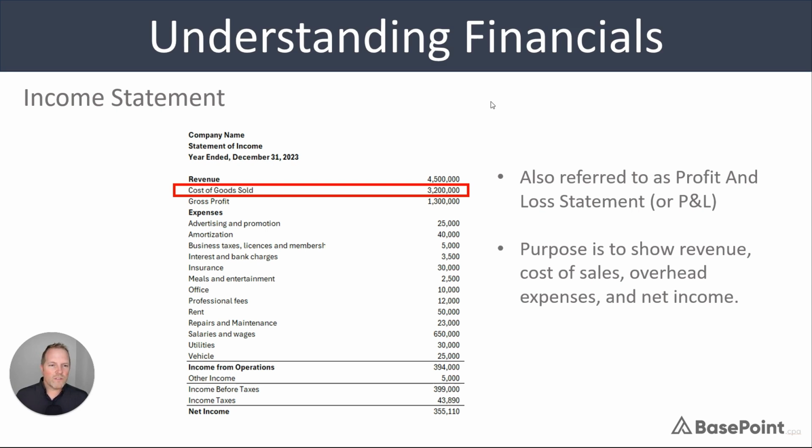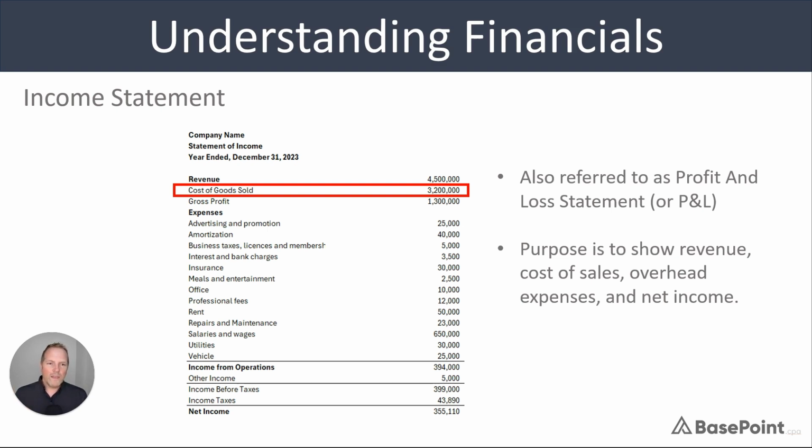Then you have your cost of goods sold. Cost of goods sold are your expenses or the costs that you have to deliver your sales. Okay, so if you sell shoes, for example, then your cost of goods sold will be the shoes that you purchase, your inventory, once it's sold, right? That will be the cost.